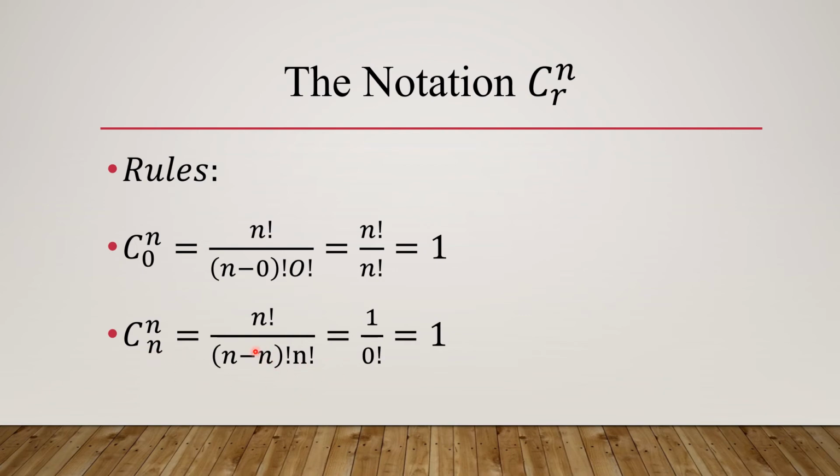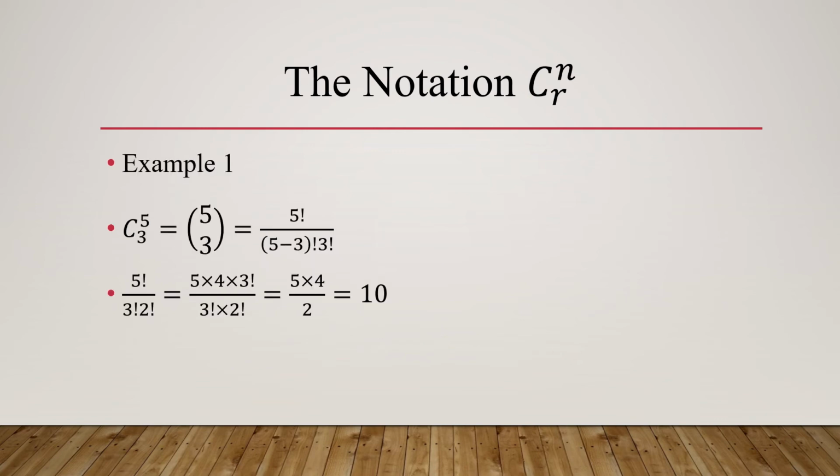So this gives rise to 0 factorial, which is actually 1. And these two, we can cross out and cancel. So finally, it also equals 1.